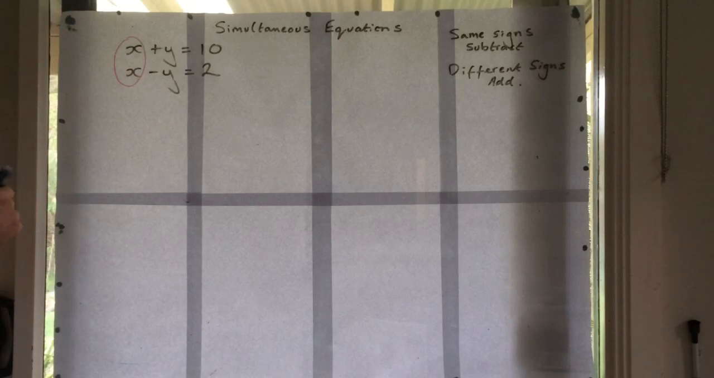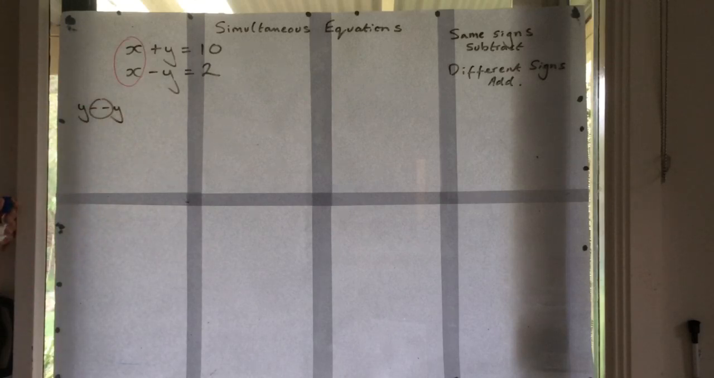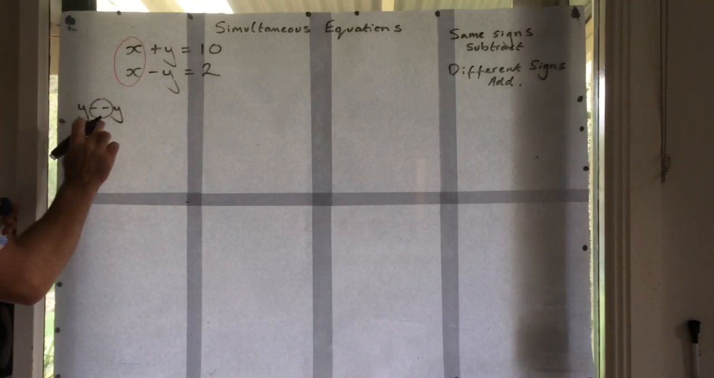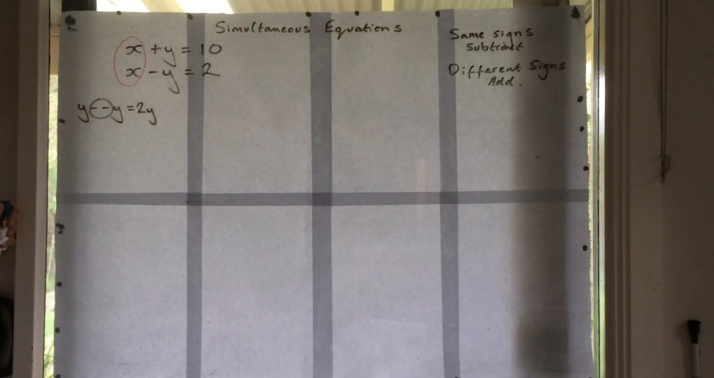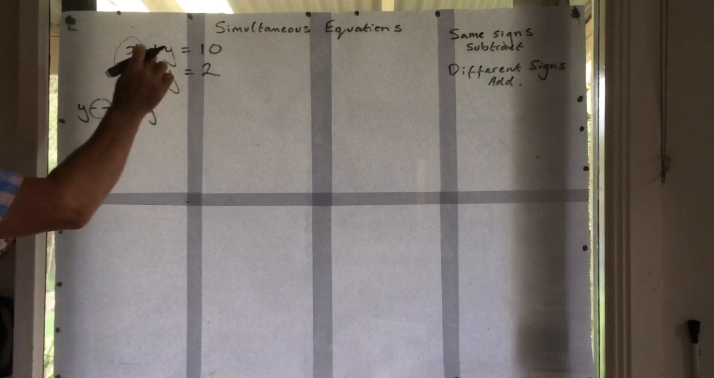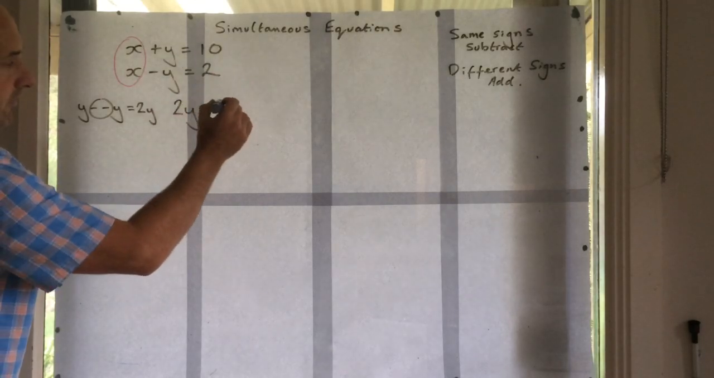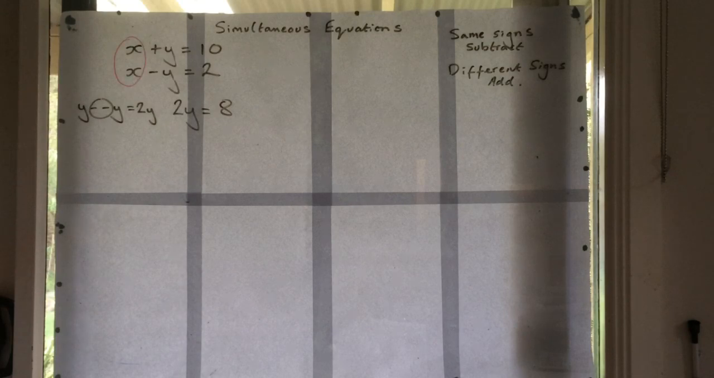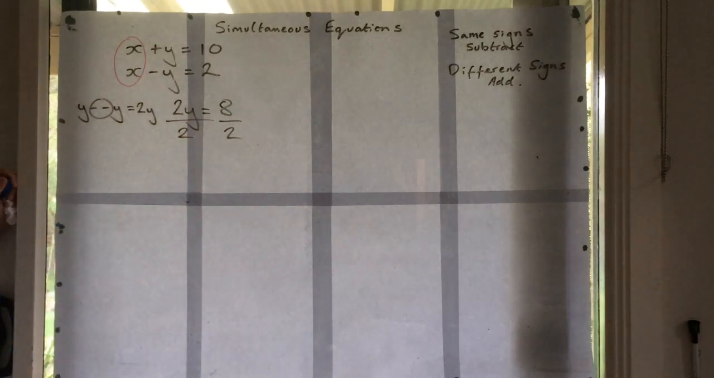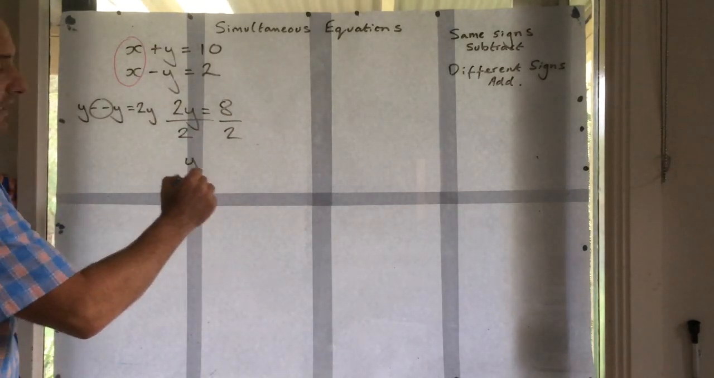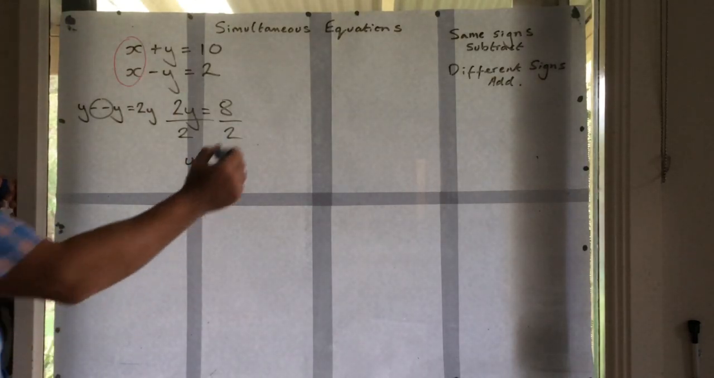What is y subtract minus y? Let's think about that for a second. Are we going up or down? We're going up. So y minus negative y is 2y. Just think about that for a moment. So when we subtract these, that gives us 2y. 10 minus 2 equals 8. So we know that 2y equals 8. We divide both sides by 2. So what's y equal to? y is equal to 4.